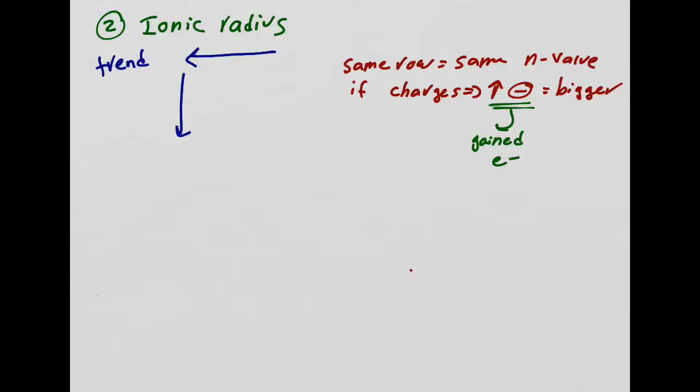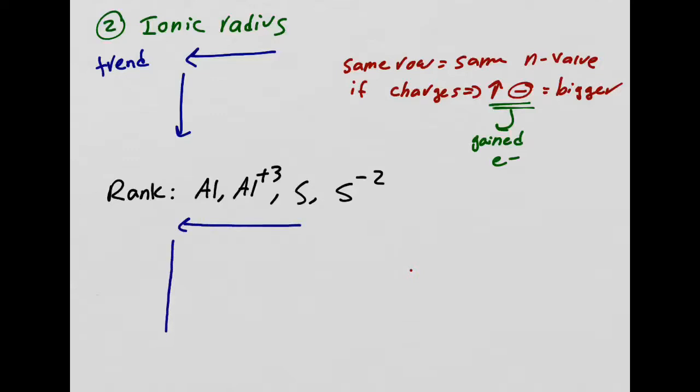Now, let's do a practice problem so you can see what I mean by that. Here's what I'm going to rank: aluminum plus 3, sulfur minus 2. I want to rank this from the lowest to the highest ionic radius. The same thing as before: the first thing I'm going to do is write down the trend. Then I'm going to put them relative to each other.